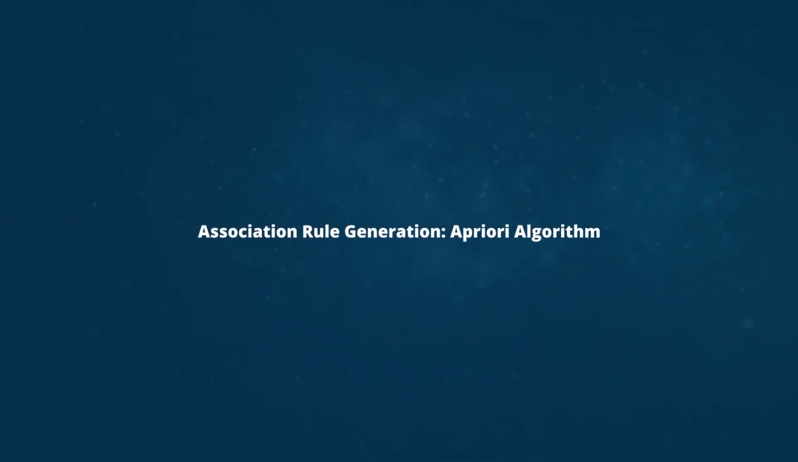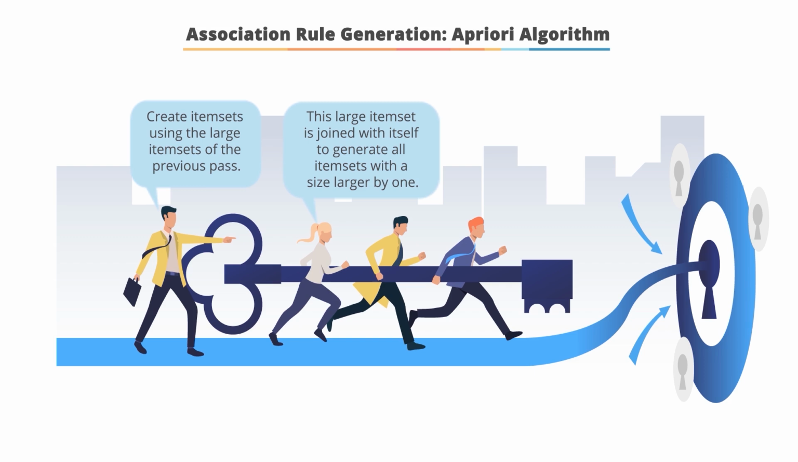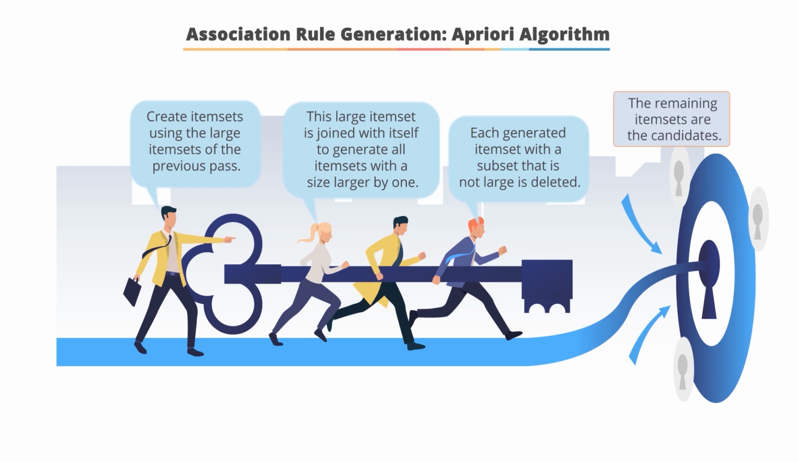Association rule generation, Apriori algorithm. Candidate item sets with the Apriori algorithm are created using only the large item sets of the previous pass. The large item set of the previous pass is joined with itself to generate all item sets with a size that's larger by 1. Each generated item set with a subset that is not large is then deleted. The remaining item sets are the candidates.